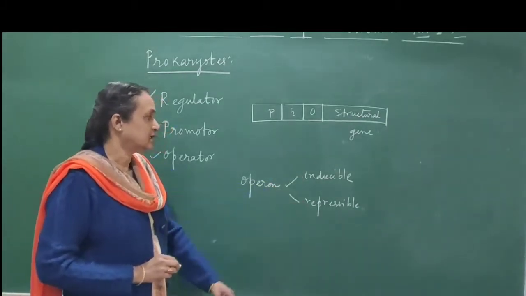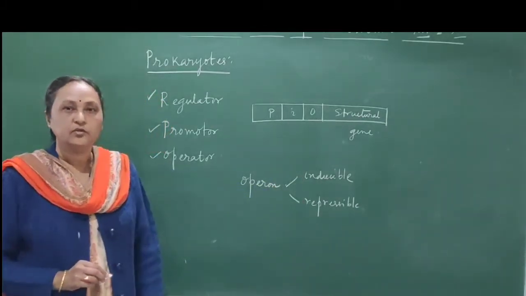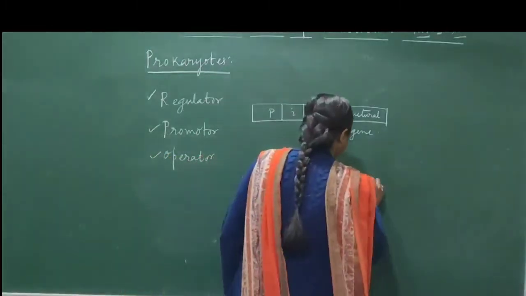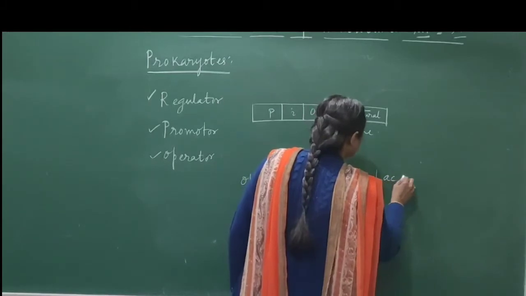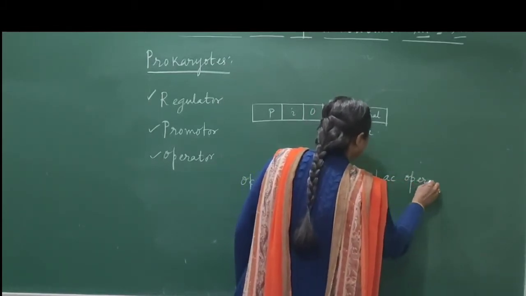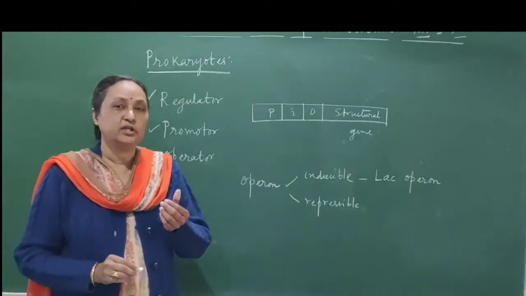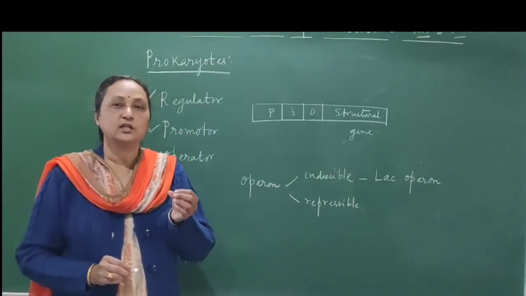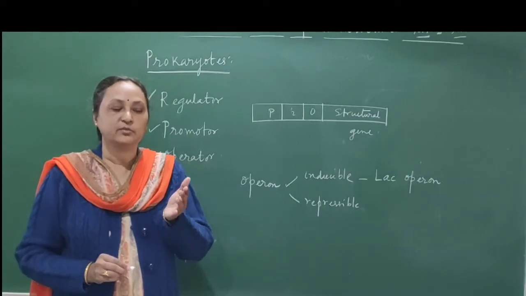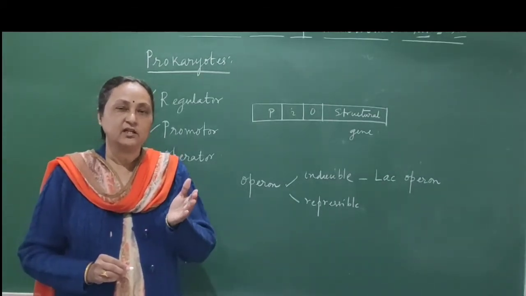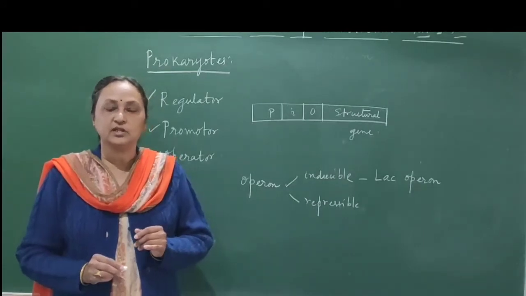इंड्यूसिबल, अनदर इज द रिप्रेसिबल। तो इंड्यूसिबल ऑपरेंड जो है, फॉर एग्जांपल द लैक ऑपरेंड, लैक मींस लैक्टोज, सो लैक ऑपरेंड। Now here the lac operand will express only when there is a requirement. If there is requirement of lactose by the cell, then only the lac operand will be activated and it will start working to produce the enzyme.